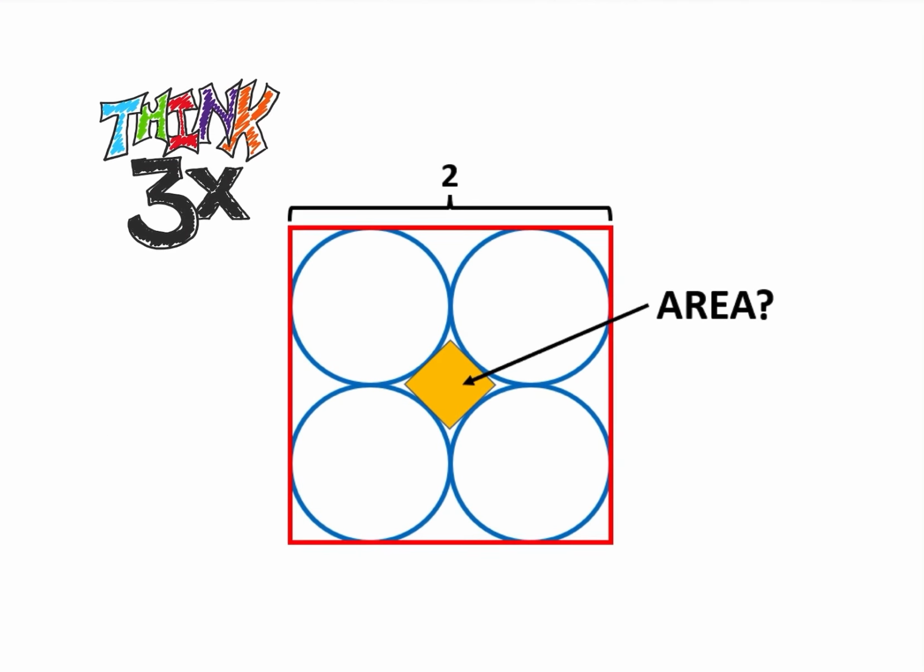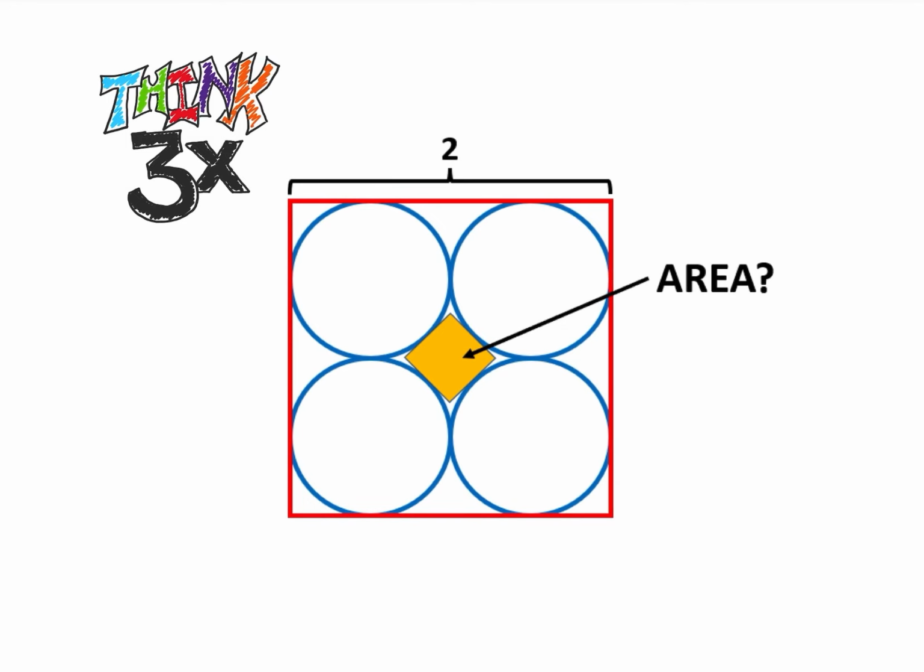Today we're going to solve another fun geometry problem. So our goal is to find the area of this square that's inscribed between four circles. If you'd like to give this a shot, go ahead and pause your video and try to figure it out. Otherwise, we're going to jump straight into a solution.